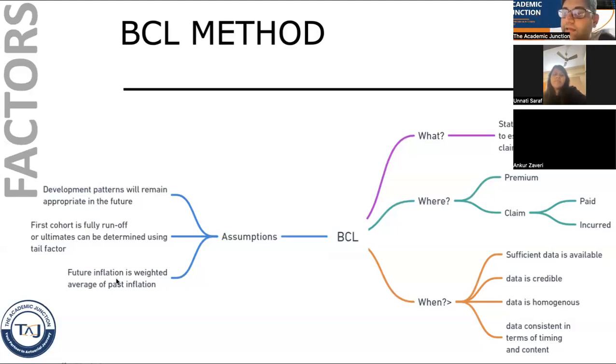So if you are selecting basic chain ladder, it means that these are met. If they tell you to state the assumptions that you make apart from these three that you see on the left, these are additional assumptions that you can write.